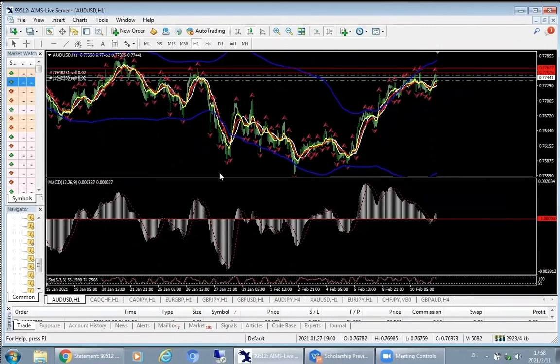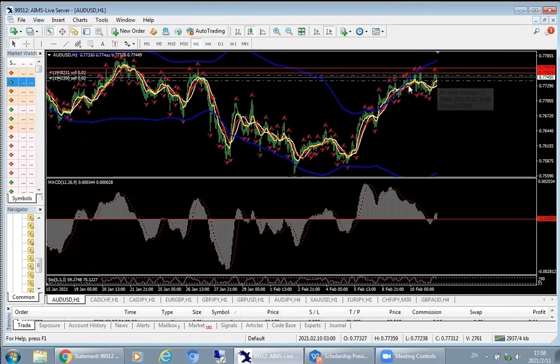When the price comes down to a lower channel, this blue line here under the indicator is called the lower channel. When the price comes down to the lower channel, it will eventually bounce back up. Likewise, when the price hits the upper channel here, these are called the upper channel, the price will also come down.